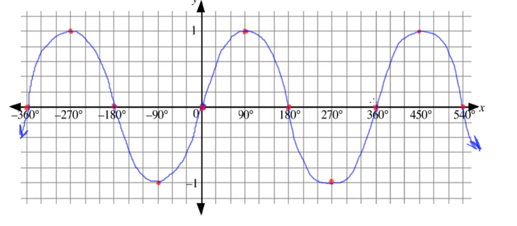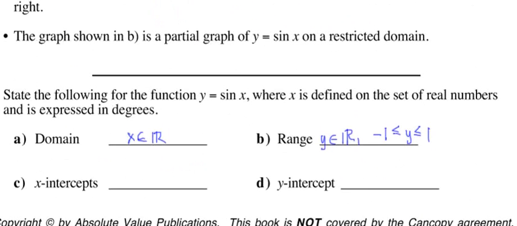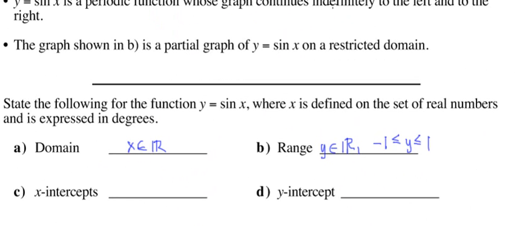180, 2 times 180, 3 times 180. It's every integer multiple of 180 degrees. Integer because we can go in the negative direction as well. So the x-intercepts, instead of writing an incredibly long list, the cleanest way to do it is to say x equals 180 degrees times n, and n is any integer.